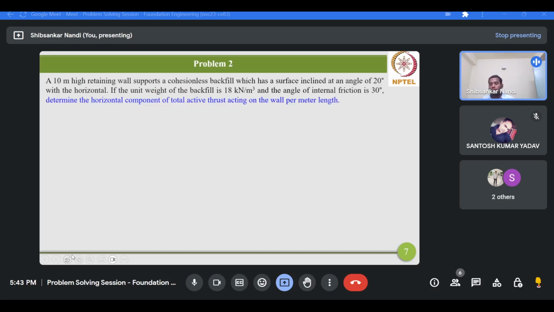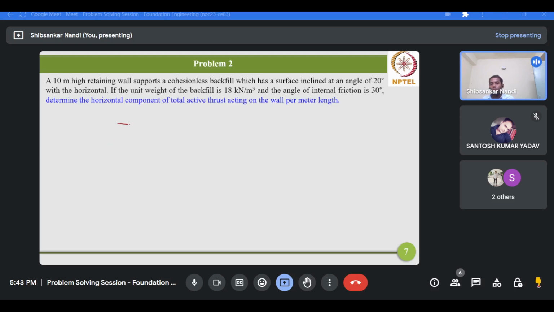Now we'll take the second problem. So second problem, this is the 10-meter high retaining wall supports a cohesionless backfill which has a surface inclined at an angle of 20 degree with the horizontal. If the unit weight of the backfill is 18 kilonewton per meter cube and the angle of internal friction is 30 degree, determine the horizontal component of total active thrust acting on the wall per meter.